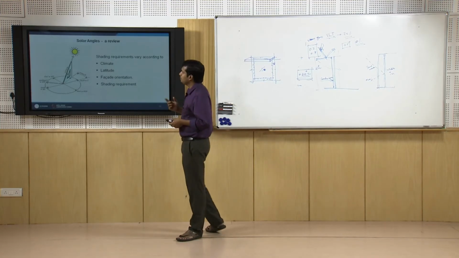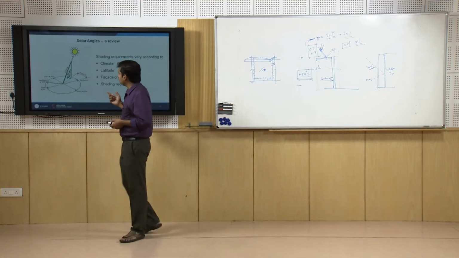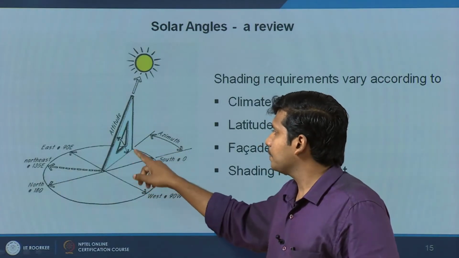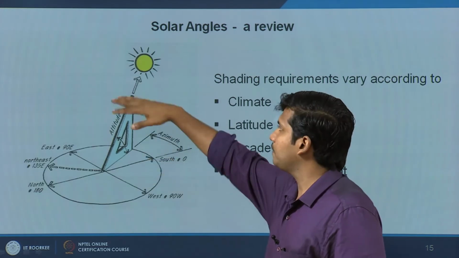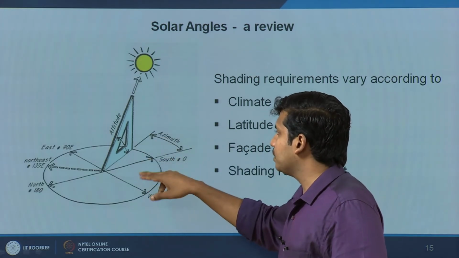But before that, a few angles are important. We need to recollect that azimuth is a trigonometric projection of the 3D sun movement on 2 dimensions.